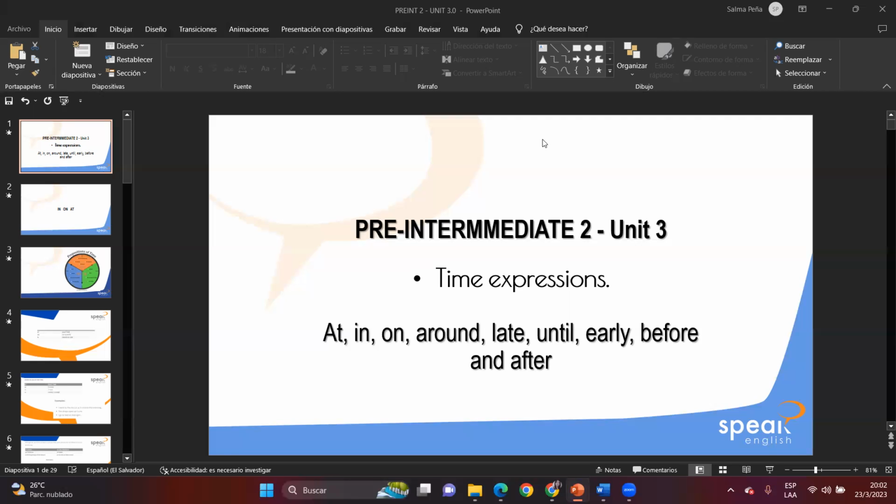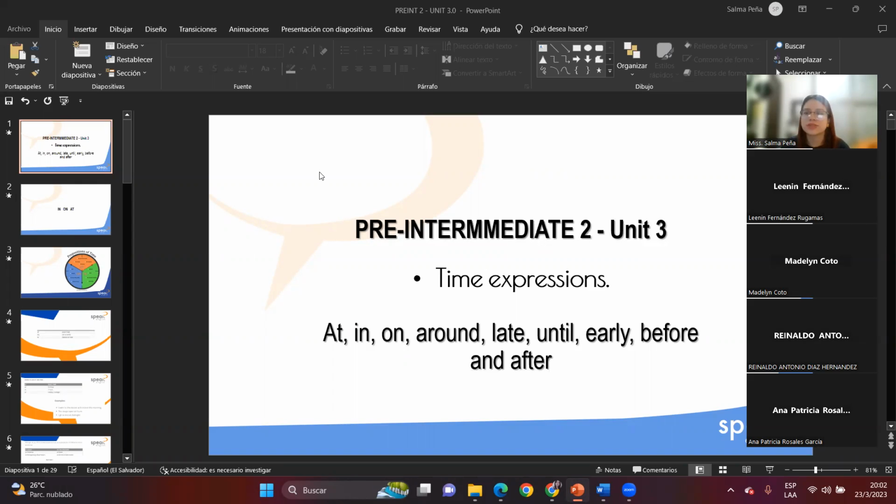Okay, guys, so today we're going to start Unit 3. Yesterday we finished Unit number two about expressions like so, too, either and neither, and also other expressions like I'm crazy about, I'm not in the mood for, or I am in the mood for, I like, I don't like, and all these expressions that you can use to show emotions, to show agreement, to show disagreement, or to talk about abilities, or the abilities that you don't have, probably. And that was everything about Unit number two.